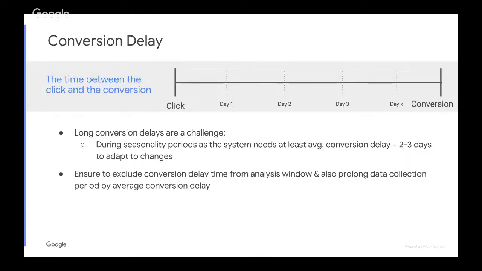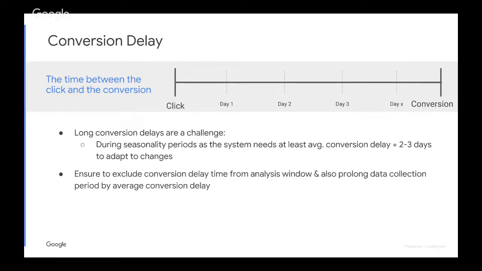Conversion delay. That's a very important aspect to consider. It's also something that may cause either challenges for the bid strategy or challenges in reporting. Now, conversion delay is the time between the click and the conversion. So let's say on day 0, someone clicks and you have an average conversion delay of 5 days; only on the 5th day will you see the conversion coming in. And that can pose a challenge to the system, because in that case, it will require the system at least 5 days on average to check if the bids that it had set initially were indeed correct.